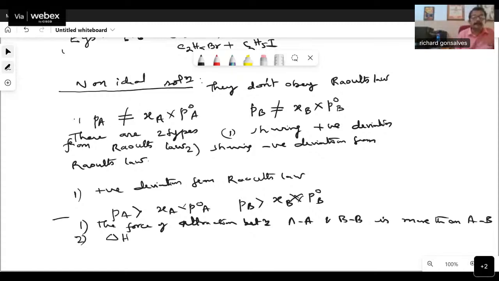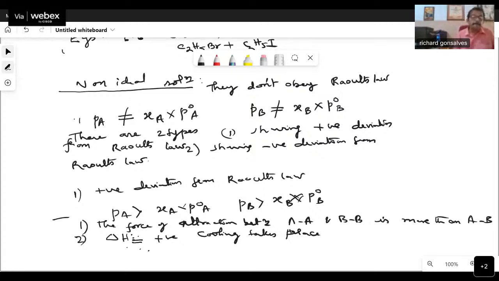Therefore, the second point is, when they repel each other, is heat absorbed or evolved? That is the question. When you mix the two, let us take this case, delta H mixing. Delta H is positive. They try to absorb heat, therefore cooling takes place. There was neither heating nor cooling in the ideal case. Here cooling takes place.